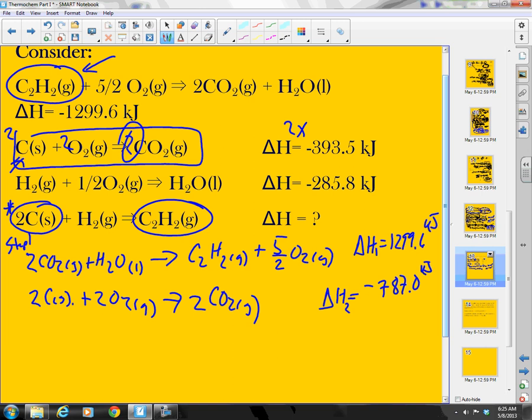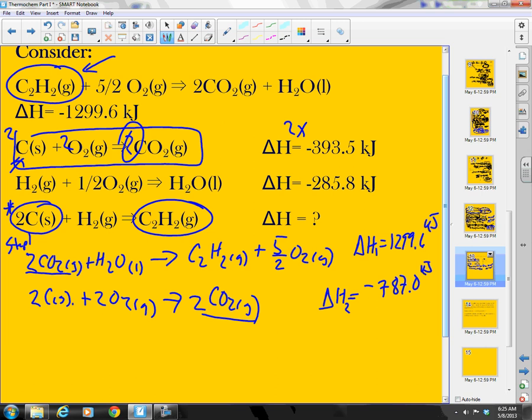Now, does this work out? Am I done? Well, let's see. My 2 carbon dioxides will cancel, right? This one will cancel here with this one. I still have too many oxygens, and I have this water, so I need to get rid of this water.